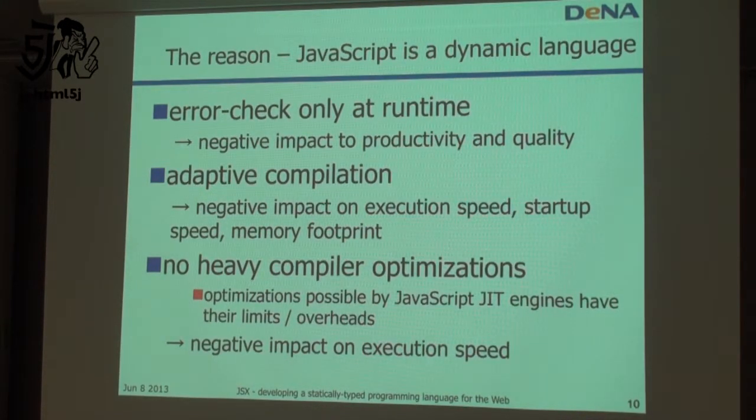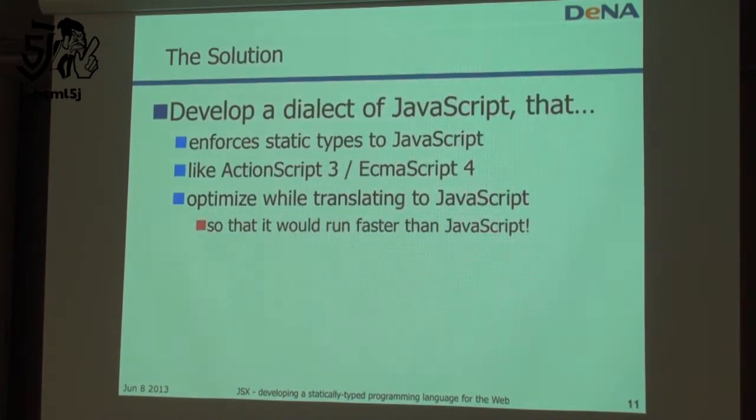To us, it seems that the reason JavaScript is becoming harder for us is that it's a dynamic language. All the error checks are done at runtime, so it's very hard to detect them before running. Also, adaptive compilation makes startup slower and consumes much more memory, and it is also difficult to apply heavy compiler optimizations. So our solution was to develop our own dialect of JavaScript, which enforces static types on the programming language, and do optimizations during the translation to JavaScript.